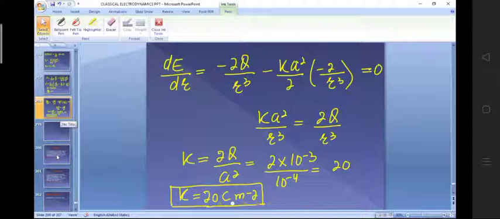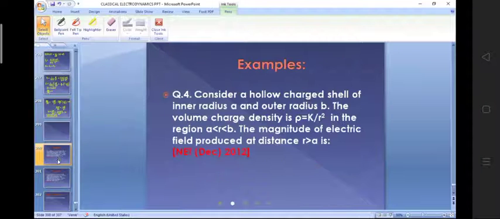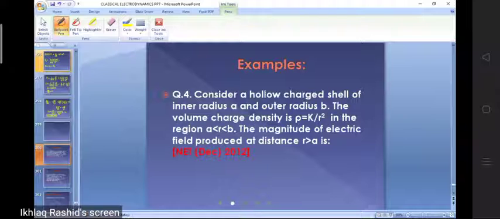Okay, next, example number 4. Example number 4 is like what? Consider a charged shell of inner radius A and outer radius B. The volume charge density is rho equal to K divided by r square in the region between A and B. Then the magnitude of electrostatic field produced at a distance of r greater than A. So first of all, this was a home assignment. So let me again put it as a home assignment because now you can do it. Okay, I expect that.